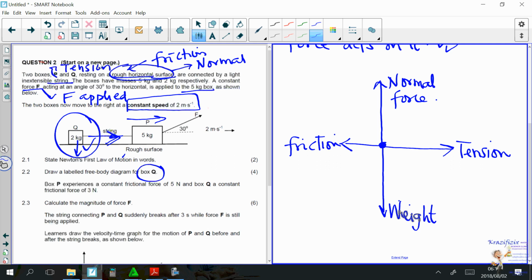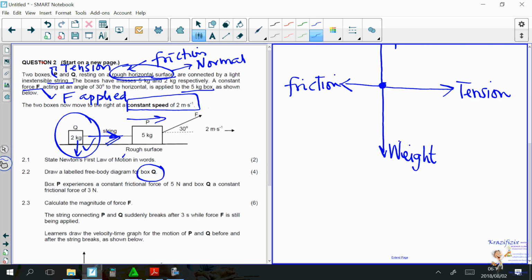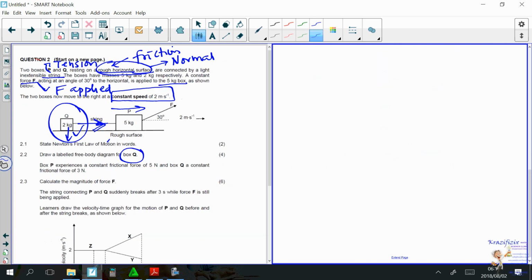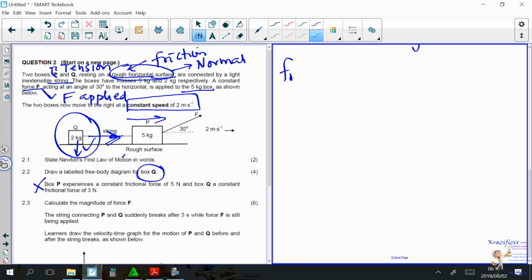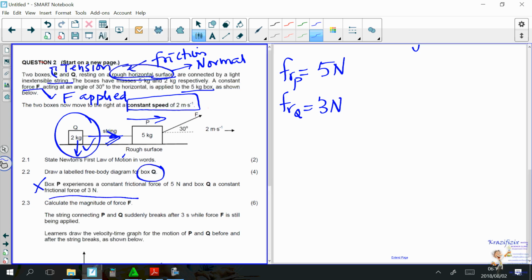Now let's look at 2.3. Calculations now. 2.3. Box P experiences a constant frictional force of 5. It is always good to write what we know. What is our frictional force? Our frictional force is what? 5 newtons. All right, frictional force on P. And box Q, frictional force is 3 newtons. Good. Calculate the magnitude of force F. All right, 6 marks, guys. We need to do this diligently.